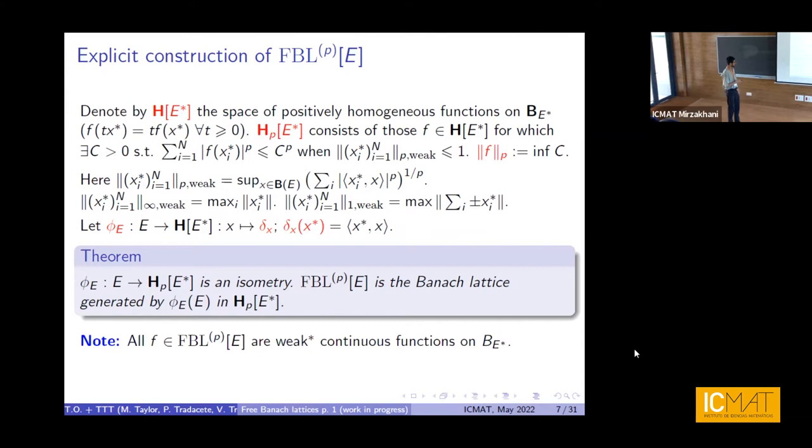Note that this function delta x is weak star continuous. And therefore, if you look at the elements of this free Banach lattice, they will be weak star continuous on the ball of E star as well.